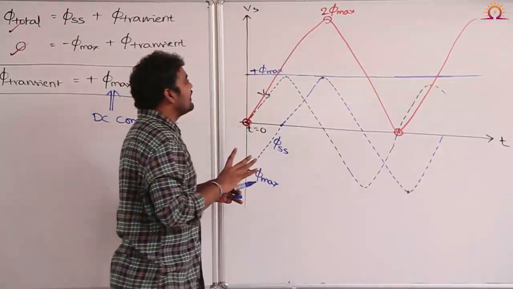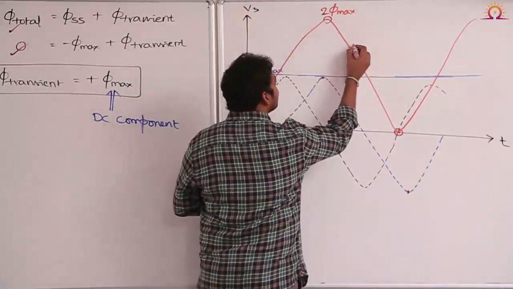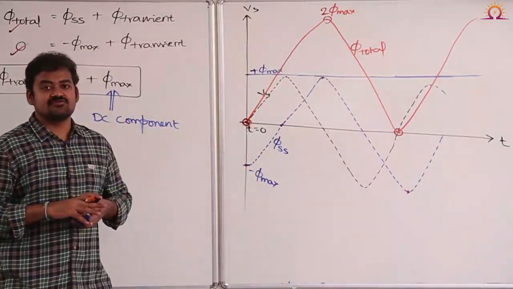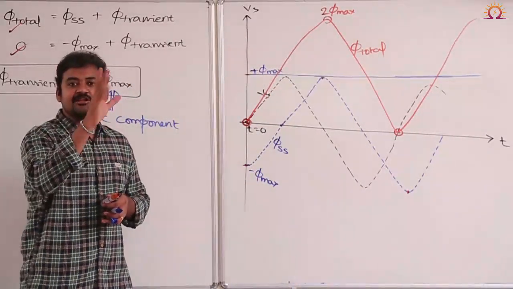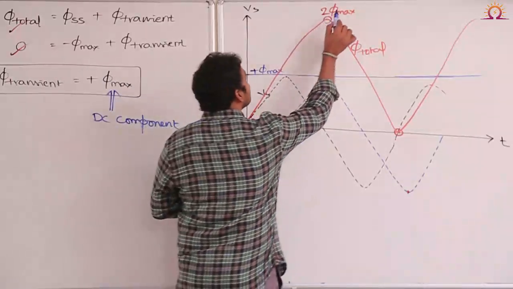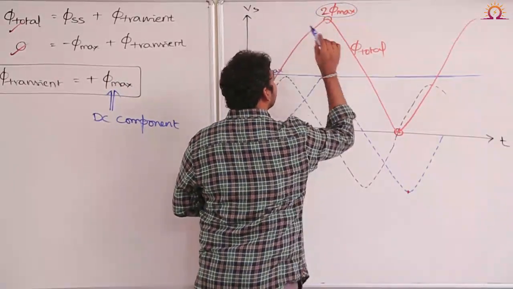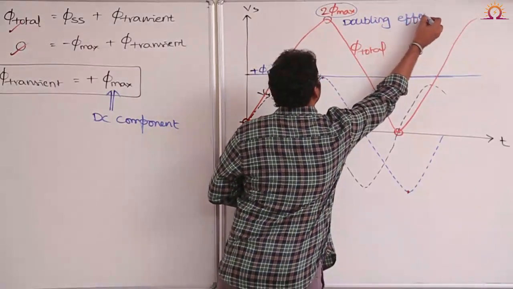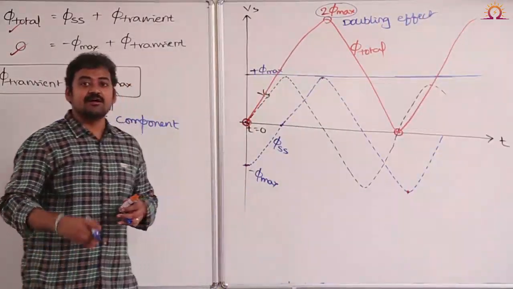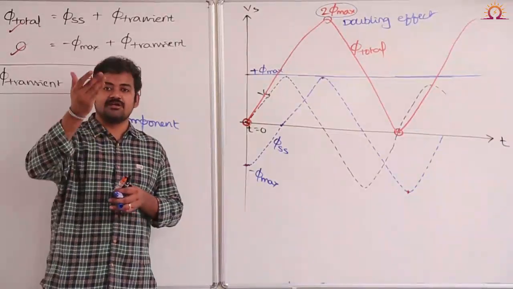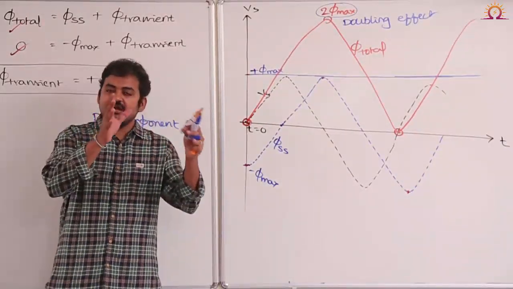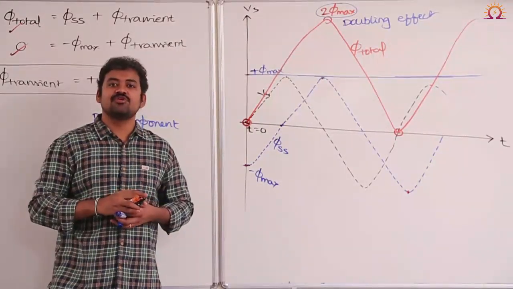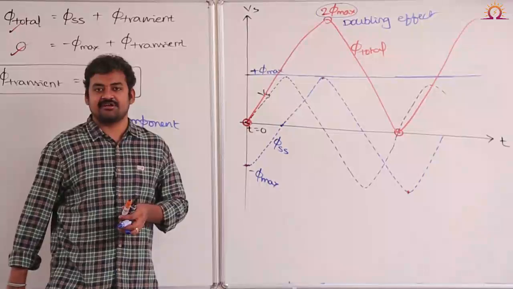Alright. So our observation here is that this red colored one is nothing but the total flux or resultant flux in the transformer core. And what is the peak value of the resultant flux right now? It is 2 times of the actual maximum value. That is what we call the doubling effect in a transformer circuit. Flux is doubled. Rather than the rated maximum value, the resultant flux reaches 2 times the maximum value. We call it the flux doubling effect.